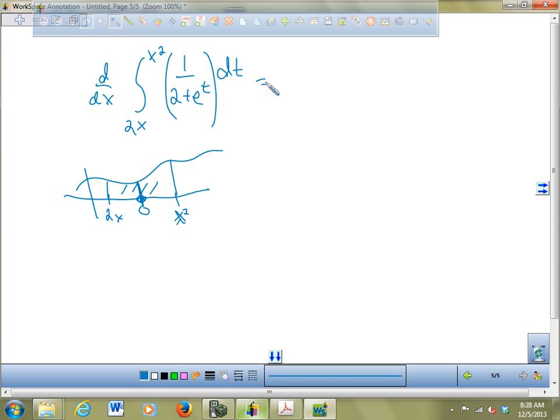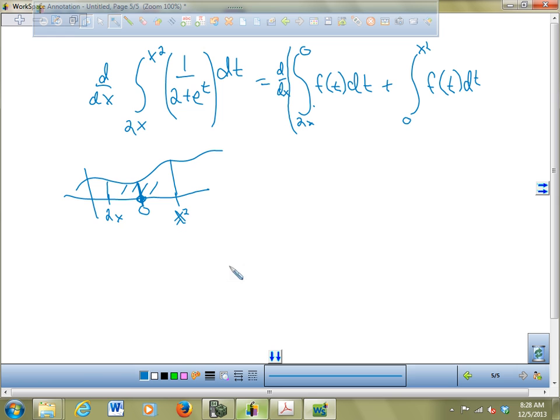So I could rewrite this as the derivative of two integrals. The first one going from 2x to 0, and we'll just call it f of t for right now instead of writing out the whole thing because I'm lazy, plus the integral from 0 to x squared of f of t dt. You follow what I just did?